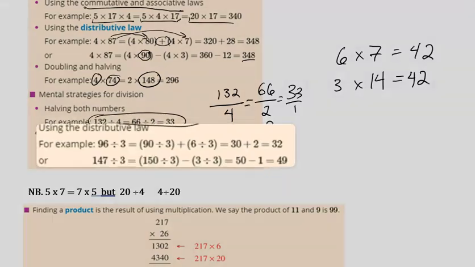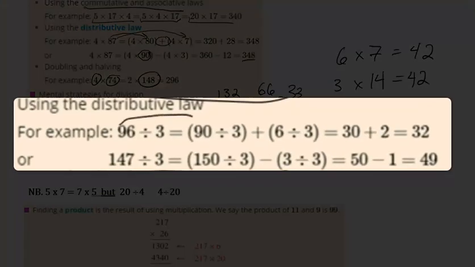I can still use the distributive law. I can take the 90 and divide it by 3, and the 6 and divide it by 3 and add those two together. Or I can round up and add 3 more.